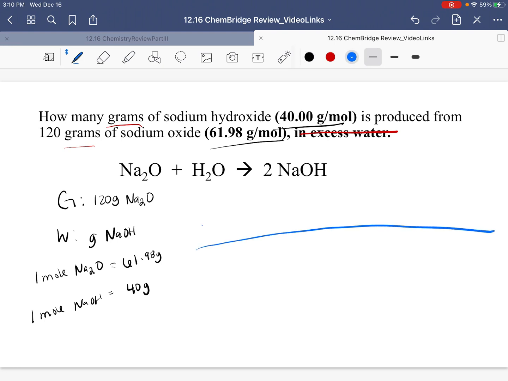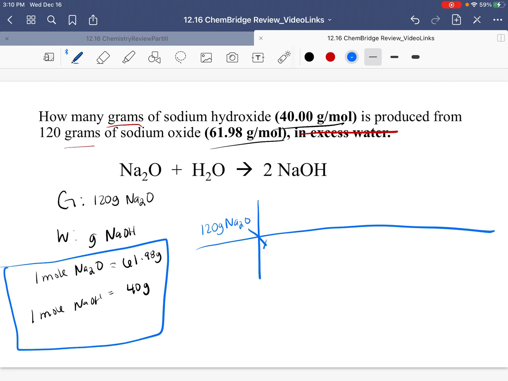So I start off with my given. I have 120 grams of sodium oxide. Again, I'm going to use my 2 conversion factors, so I'm going to carry my units across. So grams of sodium oxide would be this first one, 61.98 grams of sodium oxide. And then I have 1 mole of sodium oxide.